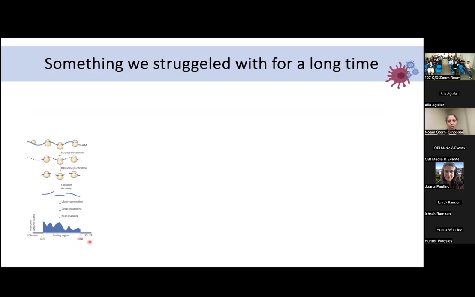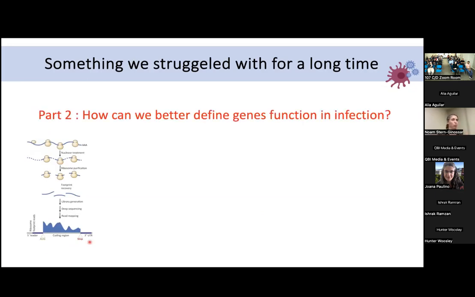But the big challenge was, how can we better define the role of these genes? And more globally, how can we define the role of genes, cellular genes or viral genes, during infection? So I'm going to tell you a story that is focused now on the host, but we're actually applying exactly the same method to the virus itself. The host story just matured faster, so this is what I'm going to share, but the method is the same.